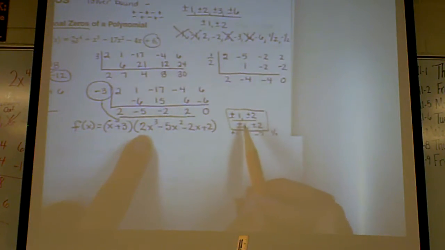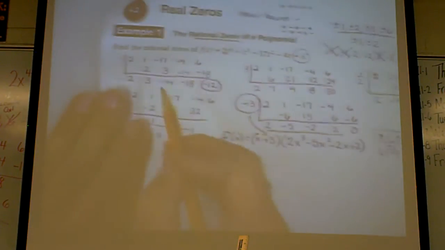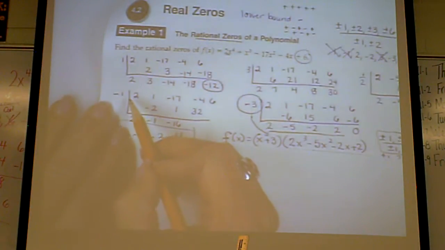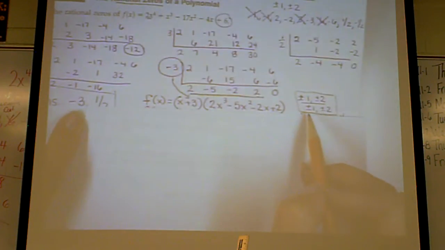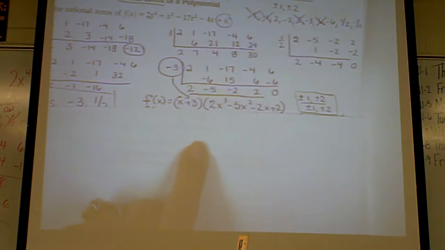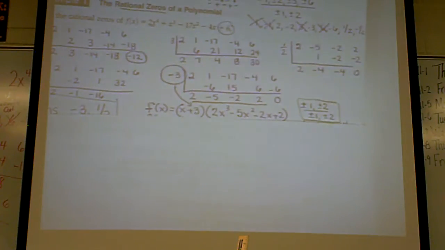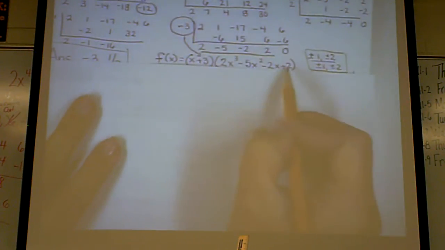Okay? Now, the other important thing, see how 1 did not work and neither did negative 1? It didn't work at the beginning. Don't try it again. If it didn't work the first time, it cannot work the second time unless you made a math error. Okay? So, see this list of possible zeros here now?